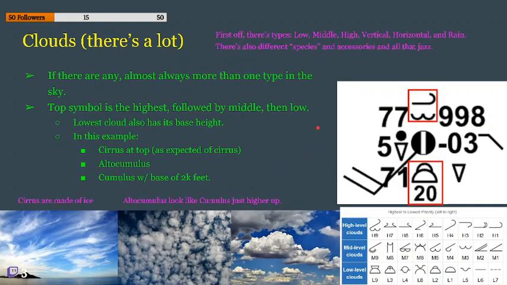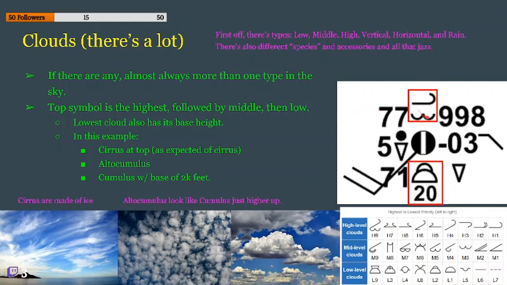Next up are clouds, and there are a lot of them. There are even different types. You have your low, middle, and high. You have your vertical, which is only cumulus. You have your horizontal, which is mainly stratus, and then you have your rain, which, if you remember from the front stream, is nimbostratus and cumulonimbus. If there are any clouds in the sky, there will always be more than one type, pardon me.